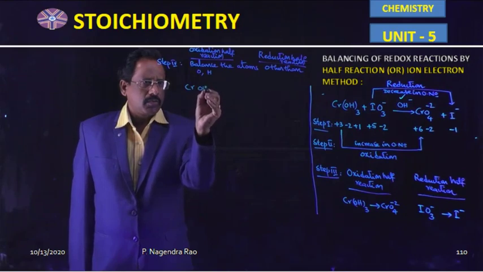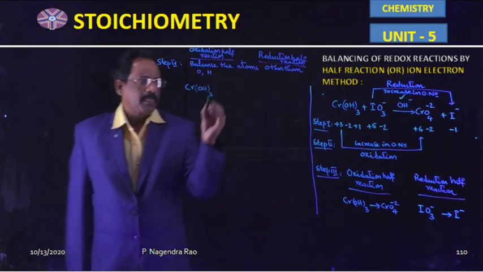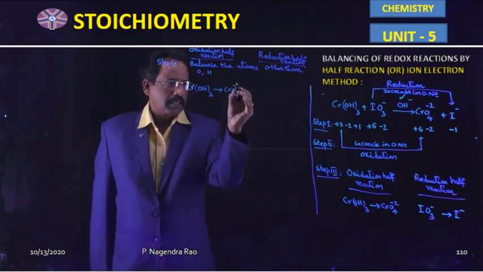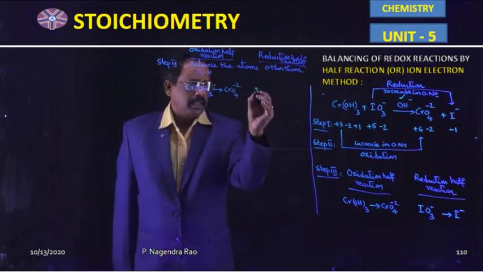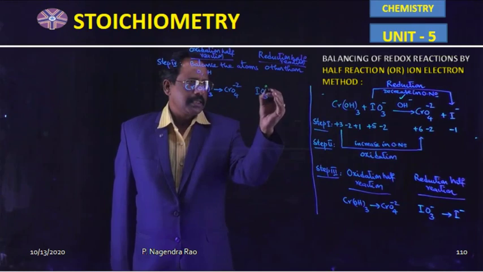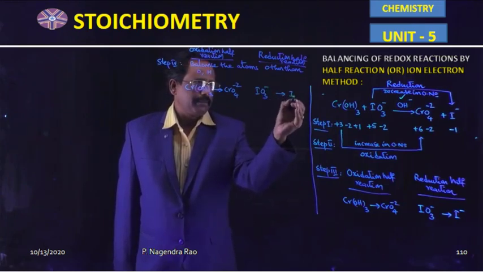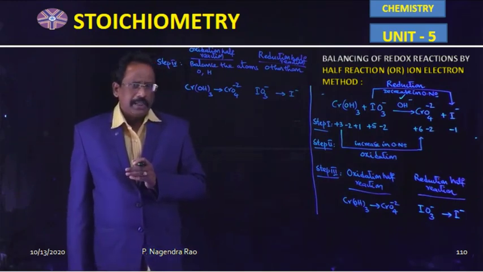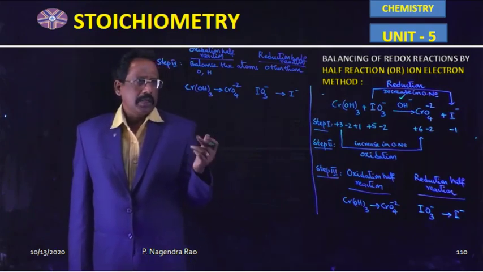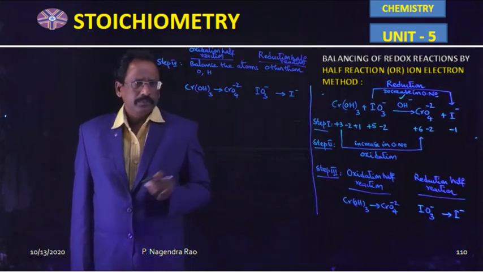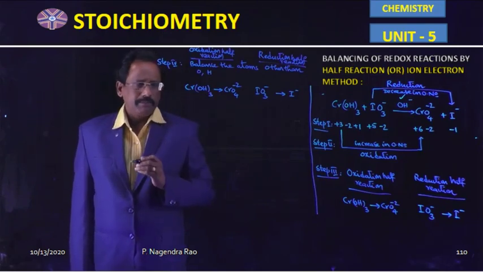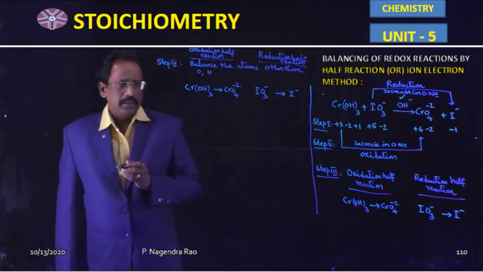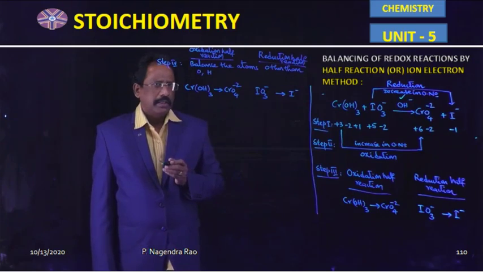Cr(OH)3 is oxidized to CrO4 2 minus, and IO3 minus is reduced to I minus. In this example, in oxidation half reaction, other than O and H is chromium. It is already balanced, one time and one time. In the reduction half reaction, iodine and iodine, it is also balanced already.